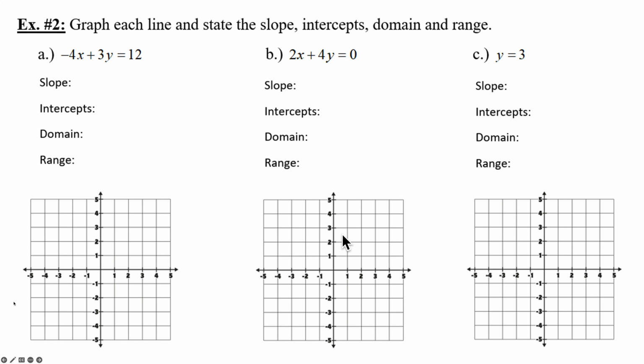All right, let's look at an equation. Negative 4x plus 3y equals 12. This is standard form, and the first thing you should notice is that we can find the slope right away. Opposite of negative 4 is 4 over 3. There is my slope.